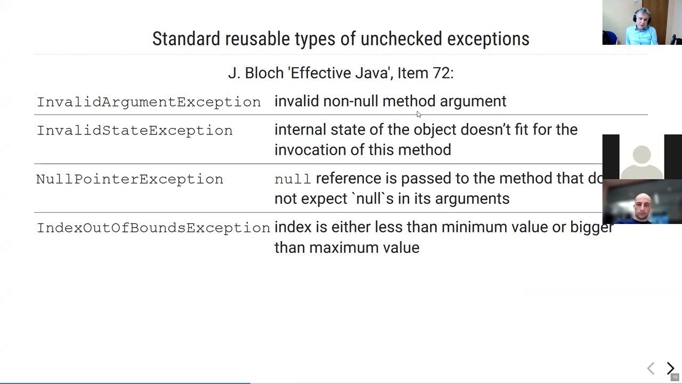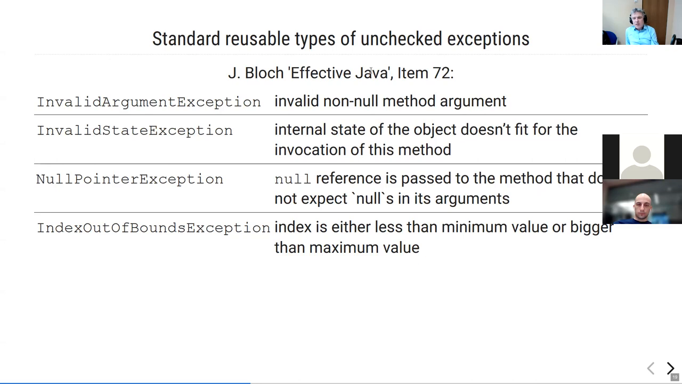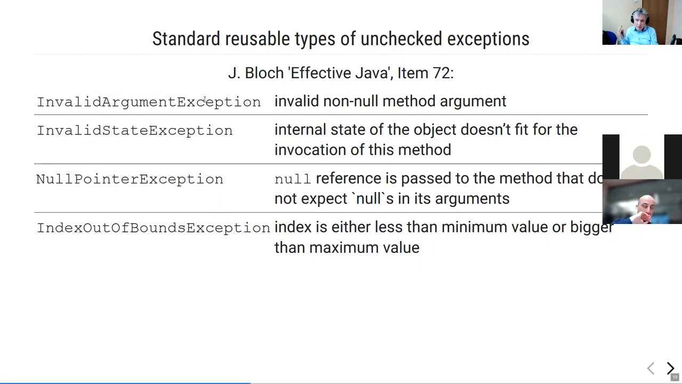There is a number of standard reusable types of unchecked exception in the standard library, and you can utilize them. They are described in the great Effective Java book that I recommend to everyone, and you might just take note of them. IllegalArgumentException: if something is passed to your method that you just don't expect, you may throw this one.